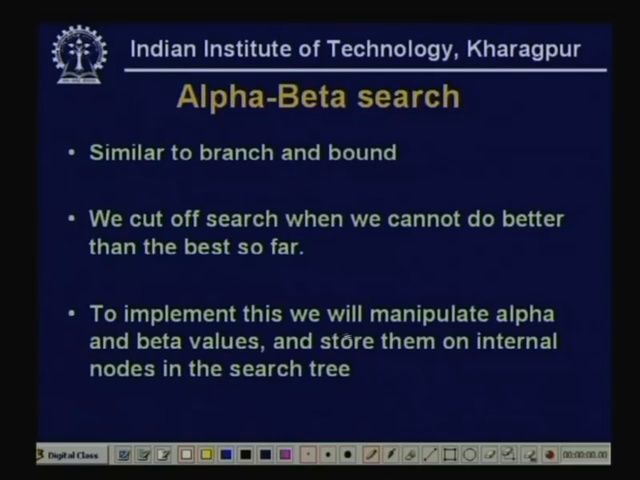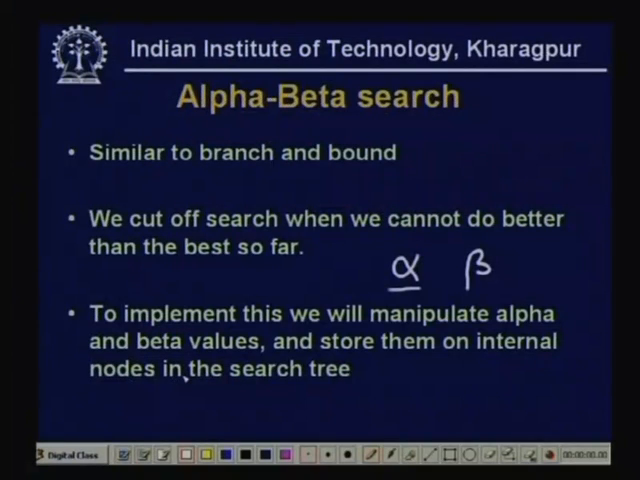To implement alpha beta pruning, the alpha and beta values are associated with the nodes. Usually, alpha is meaningful for max nodes and beta for min nodes. So, we can keep alpha beta values at all the nodes, and alpha value of a min node could be the alpha value of its max ancestor, and beta value of a max node is the beta value of its min ancestor. So, at every node we store these alpha and beta values.